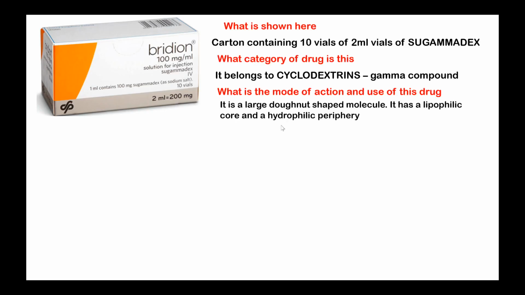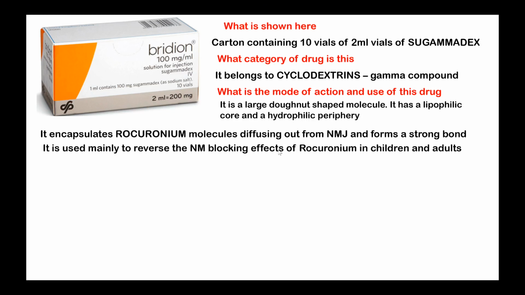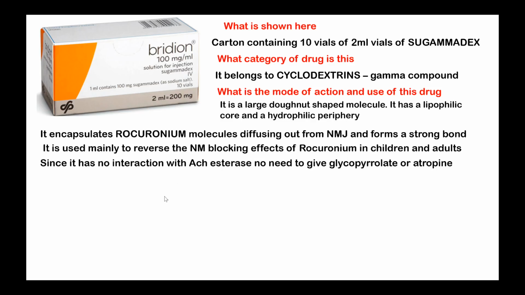And these are the questions I made for the OSCE, so I'll just go through that. Category: it is a gamma cyclodextrin compound. Mode of action: it's like a large donut-shaped molecule. It has a lipophilic core and a hydrophilic periphery, and it encapsulates the rocuronium molecule, drawing it away from the neuromuscular junction. It is mainly used for rocuronium reversal, both in children and adults.